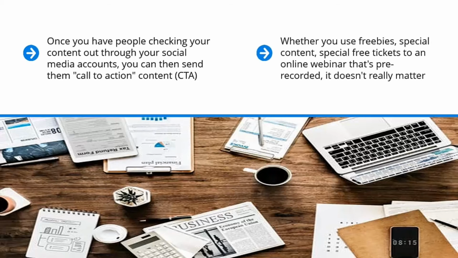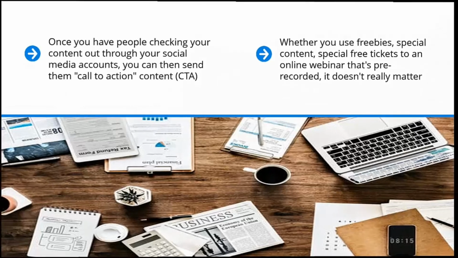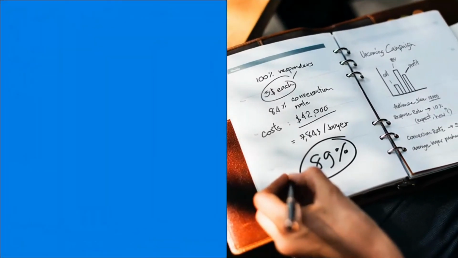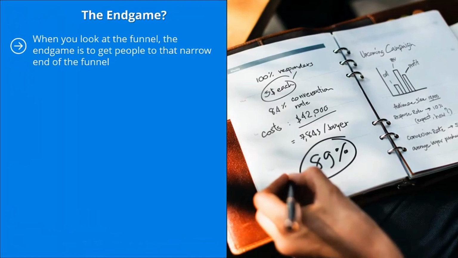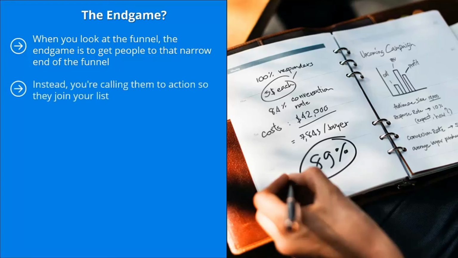Whether you use freebies, special content, special free tickets to an online webinar that's pre-recorded, it doesn't really matter. Whatever the case may be, the end game is to get people to join your list. When you look at the funnel, the end game is to get people to that narrow end of the funnel. At that end, you're not necessarily getting them to click on an ad to buy something. You're doing something far more valuable. Instead, you're calling them to action so they join your list.